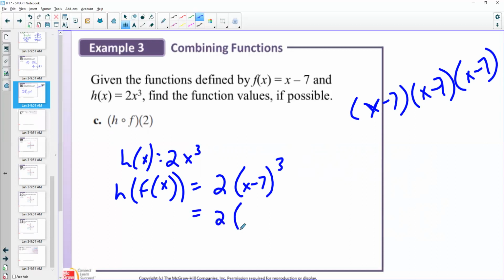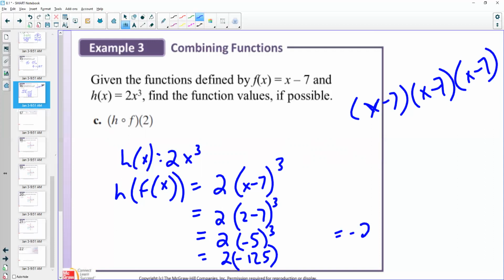So I want you to go ahead and do that. 2 minus 7 cubed, 2 times negative 5 cubed, exponent first. So 2 times negative 125 gets me negative 250. Okay, I lived. That wasn't terrible, was it?